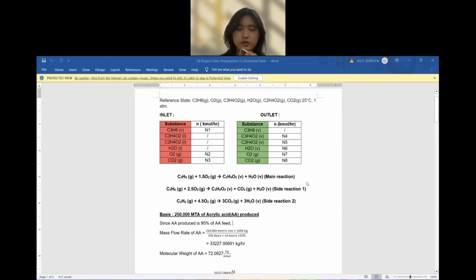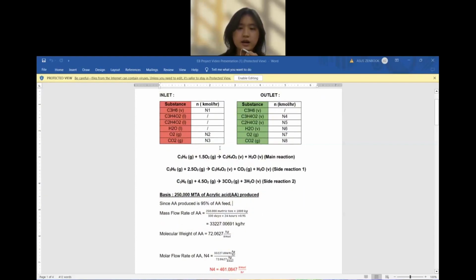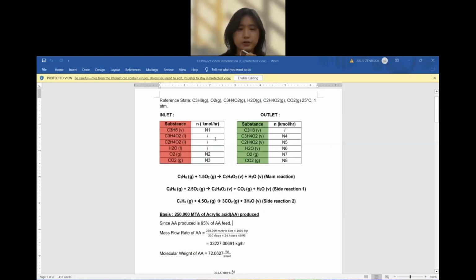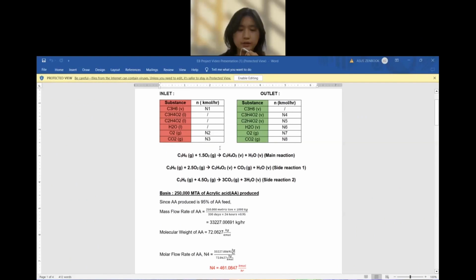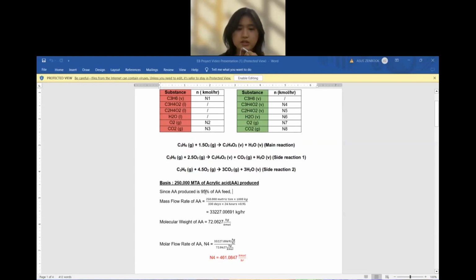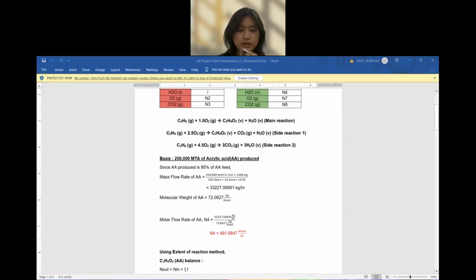The unit that I'm presenting is the oxidative reactor. Firstly, we have to form an enthalpy table and label all the unknown N. Given by the question, 250,000 MTA of AA is produced. Since the AA produced is 95% of AA feed, we can obtain the molar flow rate of AA feed by dividing by 0.95 and the molecular weight.